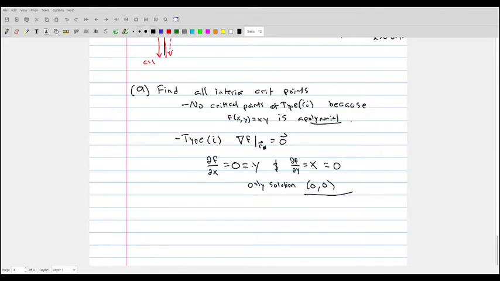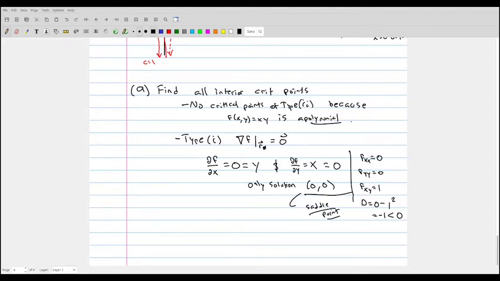Now, if you do the second derivative test on this point, 0, 0, you'll definitively show that it's a saddle point because fxx is equal to 0, fyy is equal to 0, and fxy is equal to 1. So the discriminant, which is fxx times fyy minus fxy squared, is equal to negative 1, or less than 0. So this is a saddle point, which is exactly what we predicted from the level curves of the function.